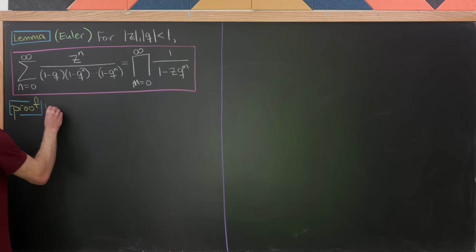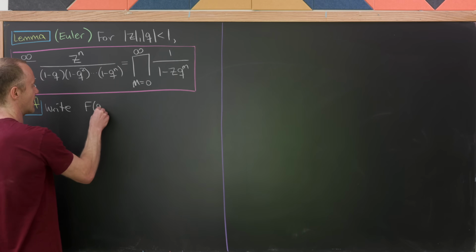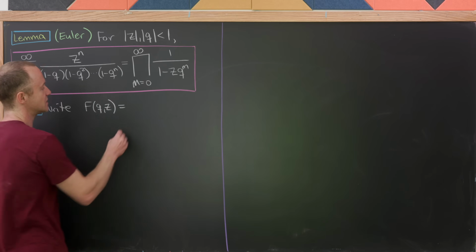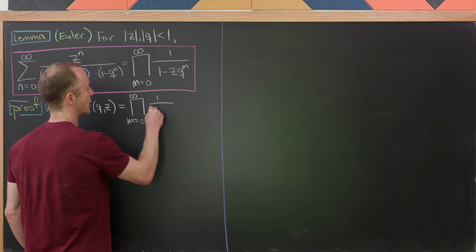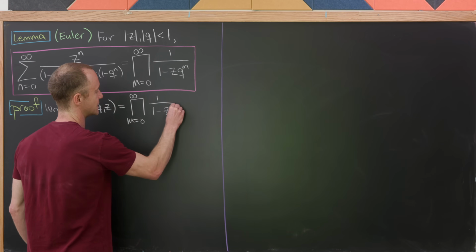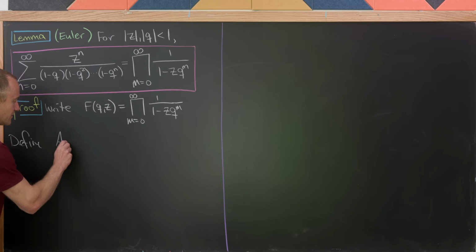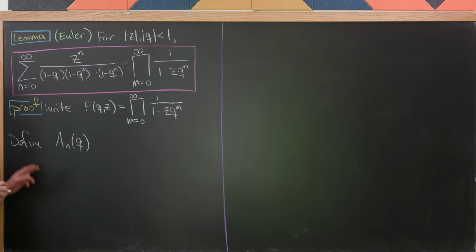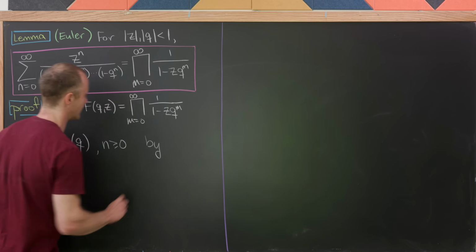So we're going to start off by defining this right-hand side to be this function f(q, z). So this is the product as m goes from 0 up to infinity of 1 over (1 - z q^m). So like I said, just the right-hand side. Okay, and then from there, what I want to do is define a family of functions of q. So I'll call this family a sub n. And here we're going to have n bigger than or equal to 0 by the following.